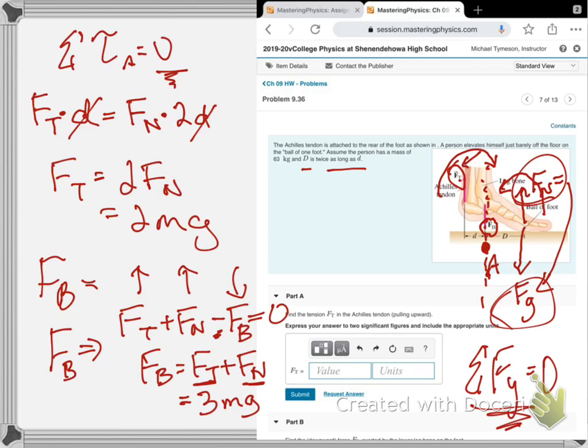You guys all have different numbers. I don't even know what the numbers are in mine, I guess 63 kilograms. So based on your numbers, you figure it out and go from there. Hope this helped.